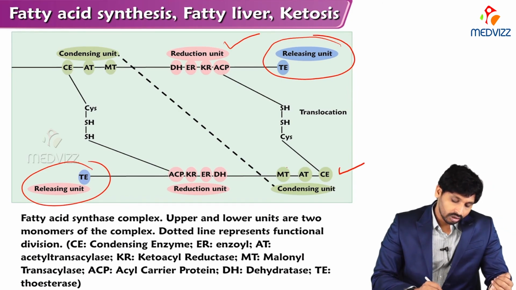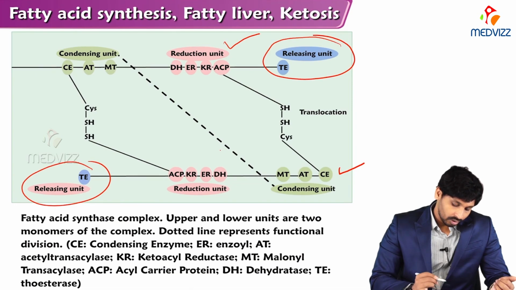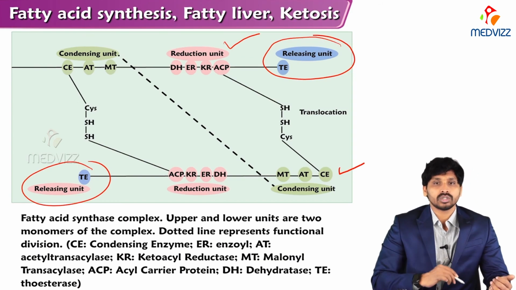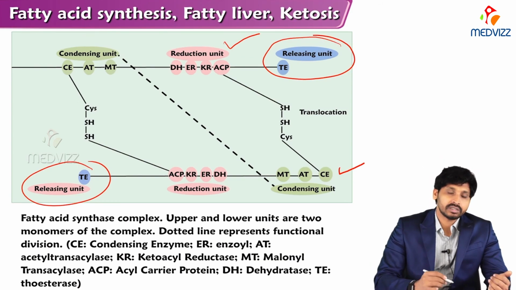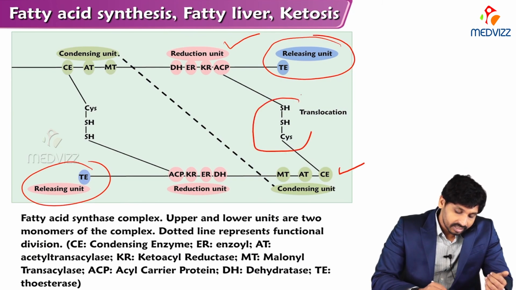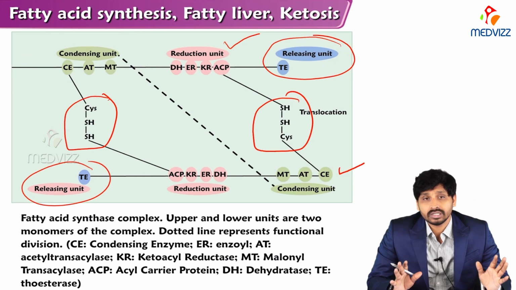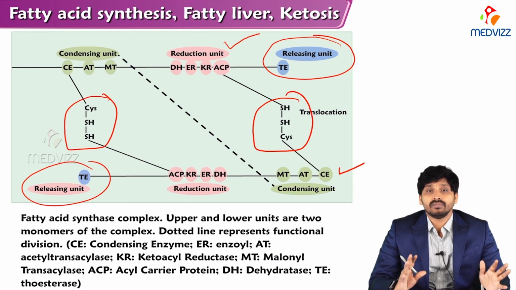You see here in short codes: acyl carrier protein, ketoacyl reductase, enoyl reductase, AT, dehydratase. All these we have written here in short codes, and both the units are linked by sulfhydryl groups, which you can make out. Cysteine is the amino acid which is mainly helpful in linking both the domains.